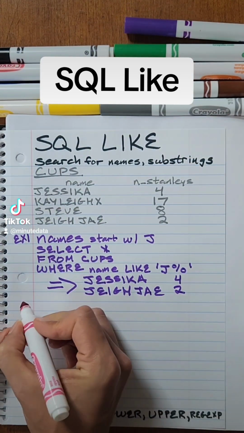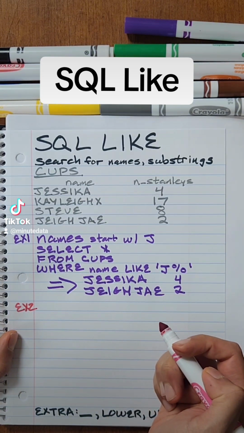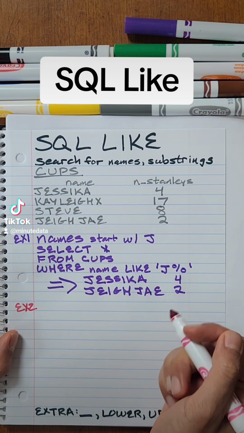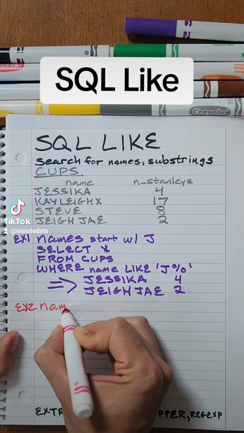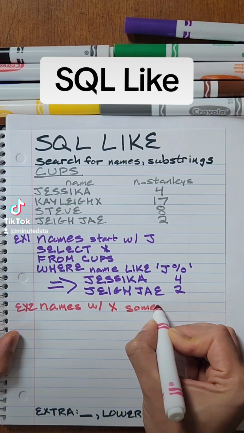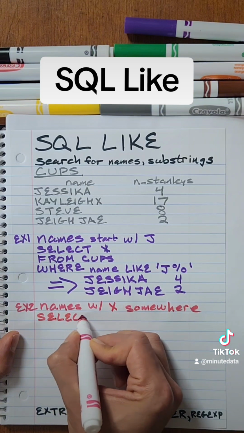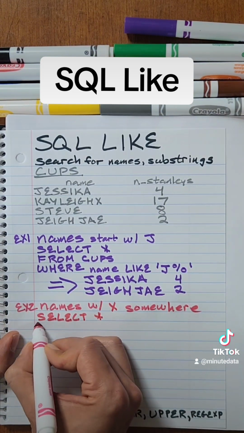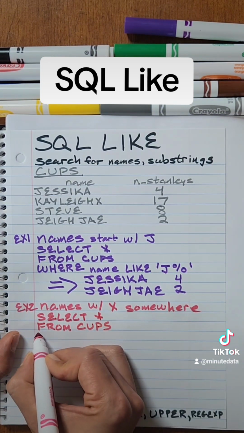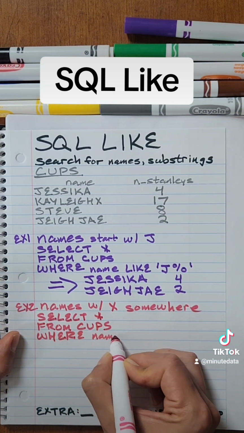Let's do another example. Let's say in this example, you remember someone has a silent X in their name. You can't remember if it's the beginning or the middle or the end that has the X. So let's look for names with an X somewhere. So let's have, again, our usual select. Let's select everything from our cups data. And then we have our restriction. So where name is like.